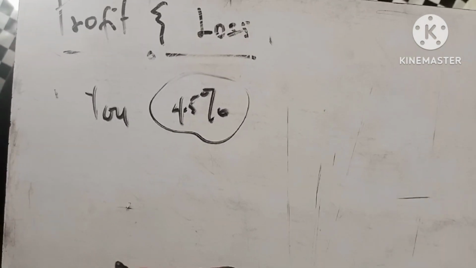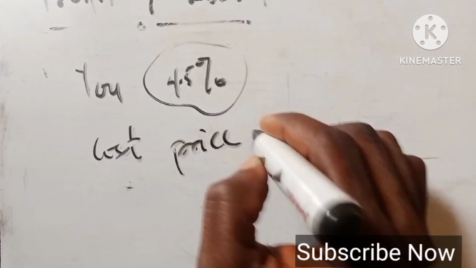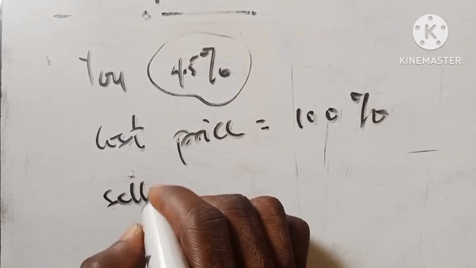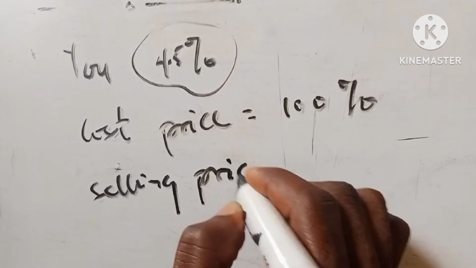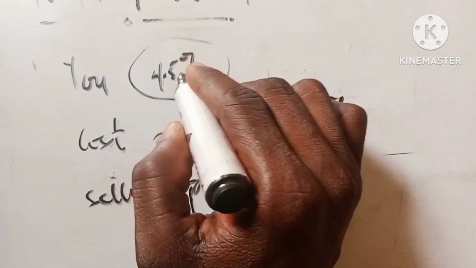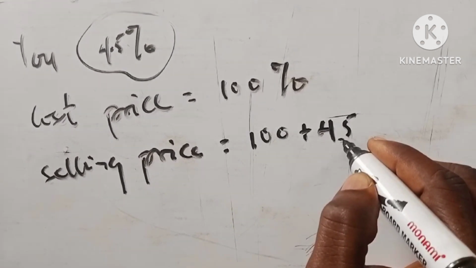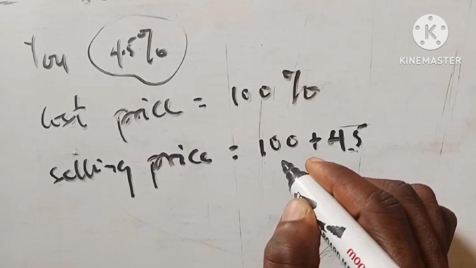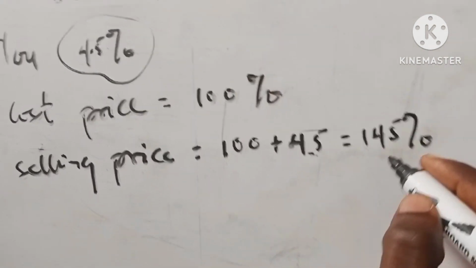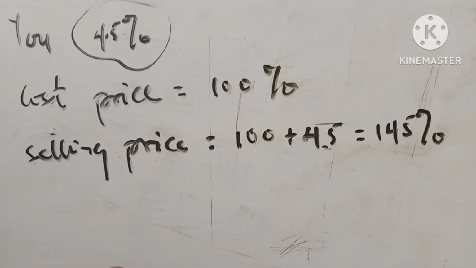Now perfect, we already know that the cost price is always equal to 100%. So if you want to make this profit, your selling price must be equal to 100 plus 45. This is the profit that you want to make, and this is how much you bought it, that is the cost price. That is going to be 145. So this is the percentage at which you have to sell the article in order to make a profit of 45%.